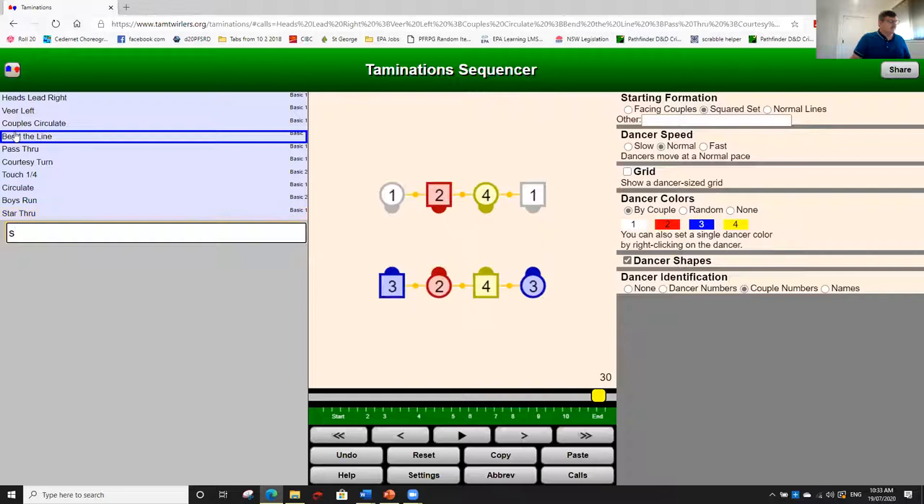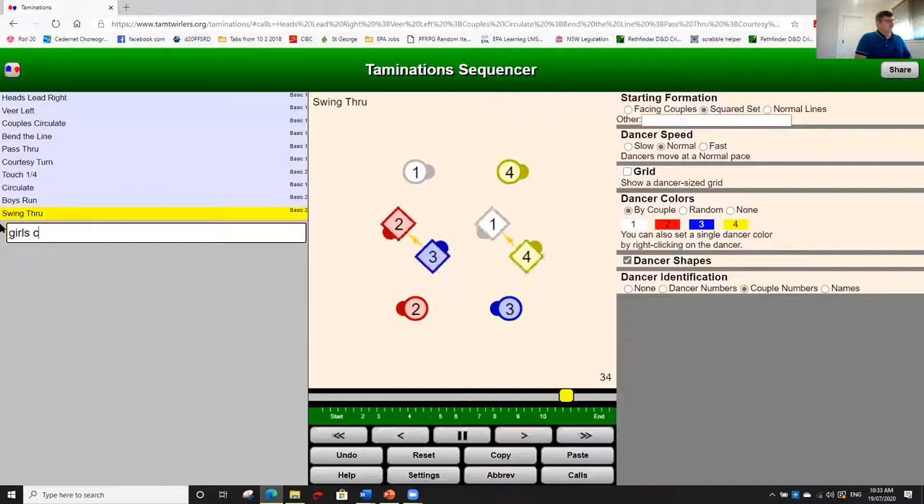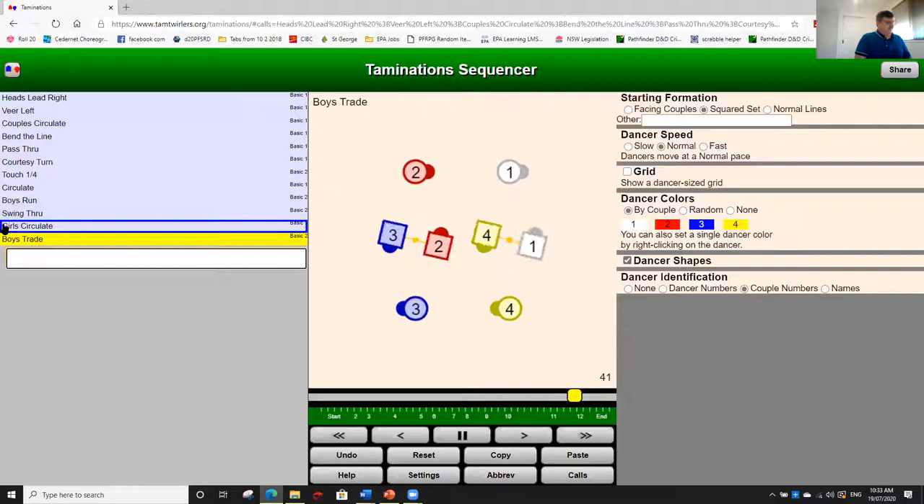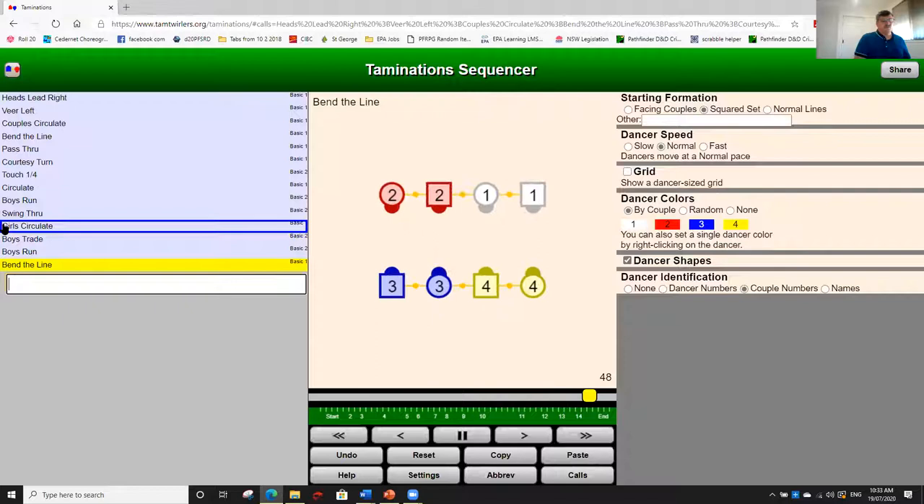Where am I here? Swing through. Circulate. Boys trade. Boys run. Boys run. And the line. I've now gone from partner line to corner box, back to partner line.